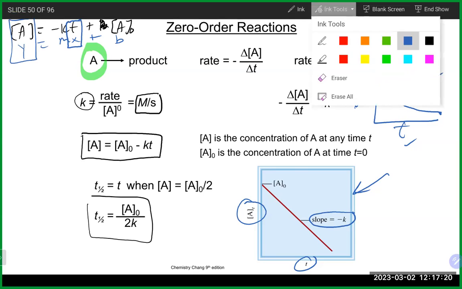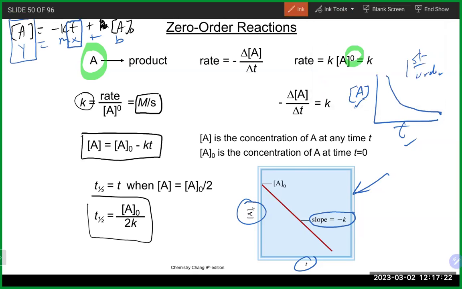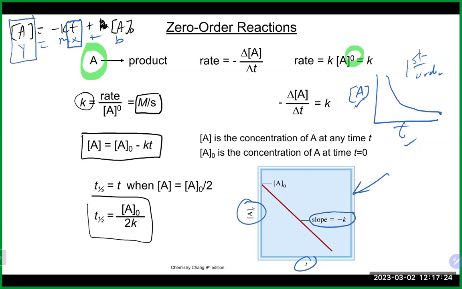Just like the other ones, the things that you do need to know are the units associated with k, the time and concentration law, the half-life, and the graph in this case. Any questions on any of that? Yeah.